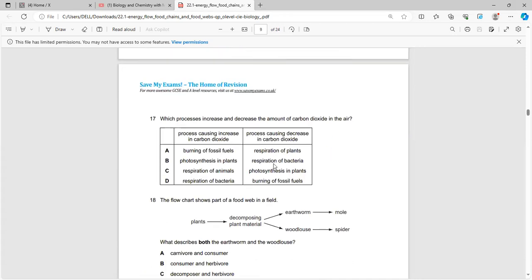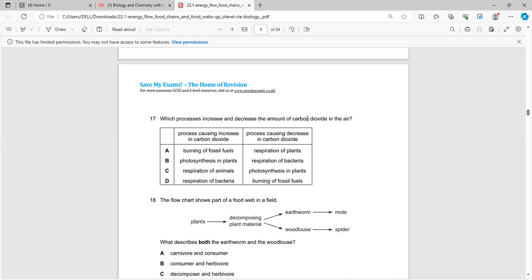Now in question number 17, carbon dioxide is emitted in the air, which contributes to global warming and is a greenhouse gas. What it does is that it traps the heat energy within the ozone layer, and thus heat is responsible for warming up the earth.